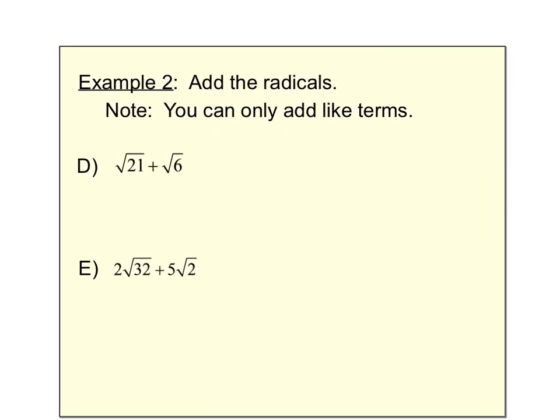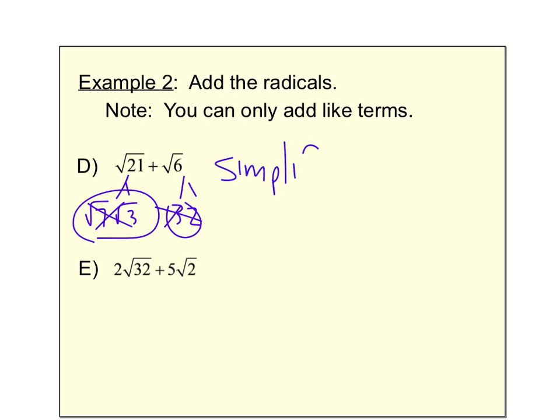All right. So here, square root of 21 and 6. Well, 21 can only split into 7 and 3, so there's no help there. So square root of 6 can only split into 3 and 2, so there's no help there. So this one is simplified.